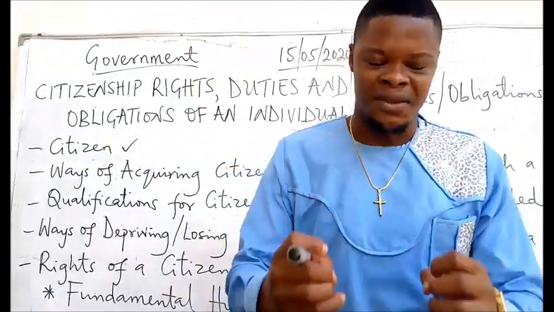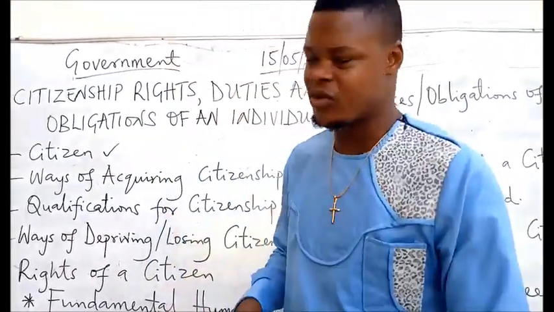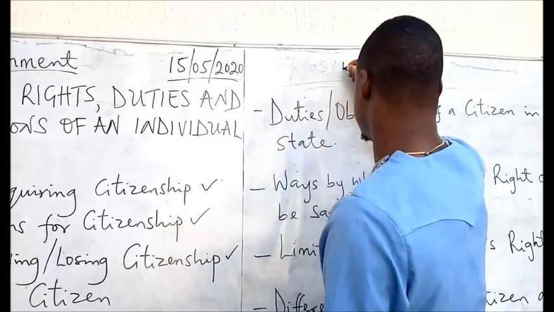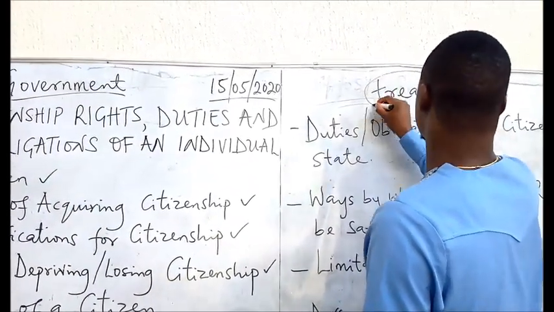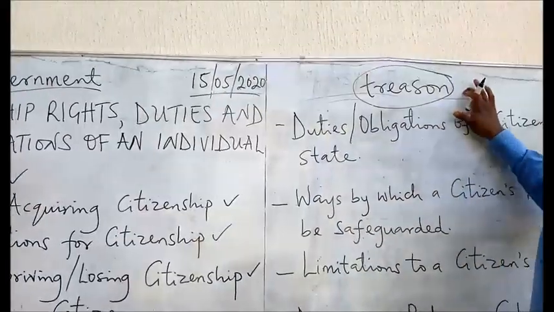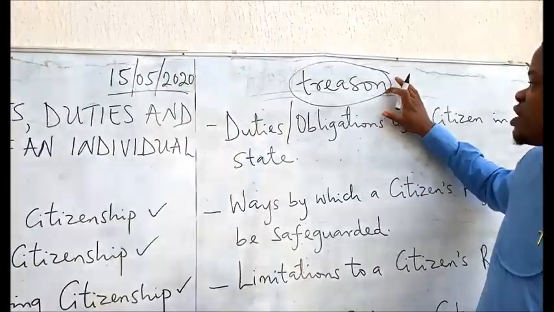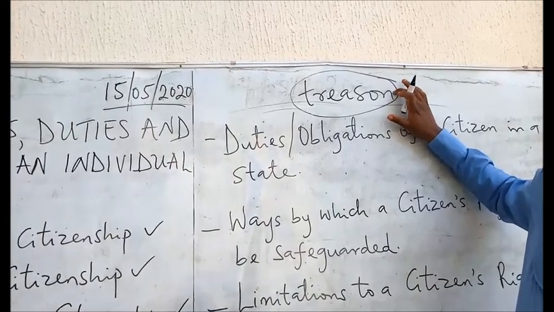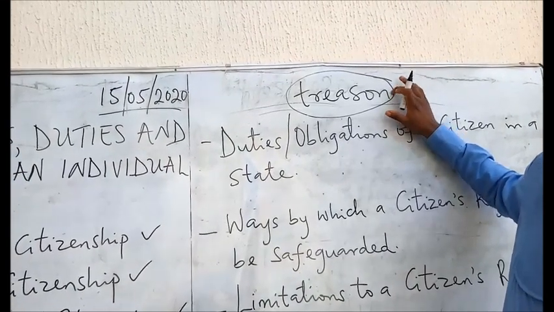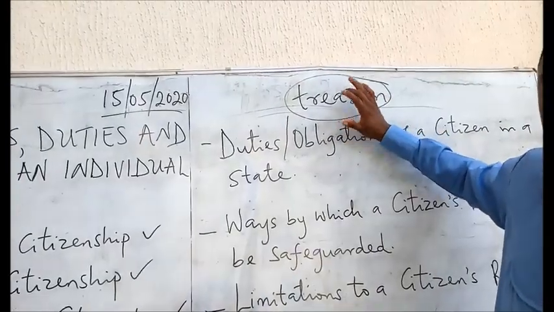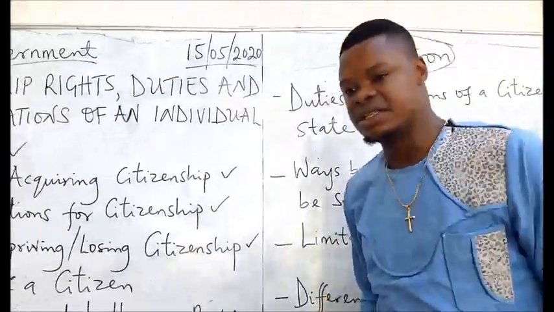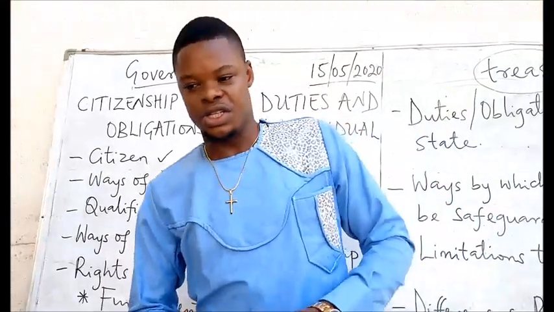Another way is by treason. I have to write the spelling of treason. Treason means betrayal, especially against government. So when you are found guilty of treason, then you can lose your citizenship.